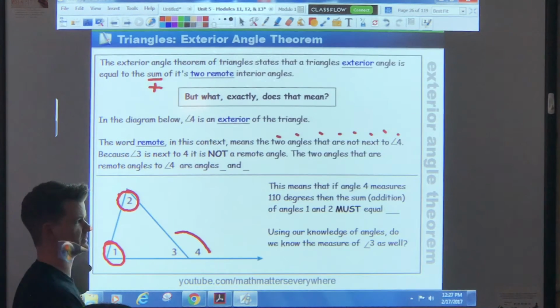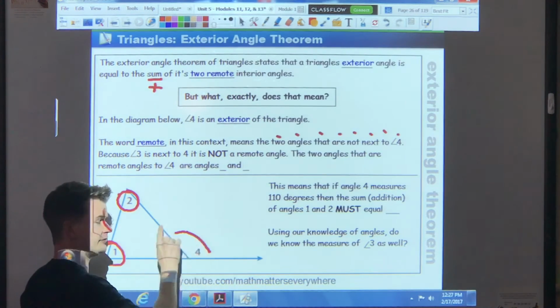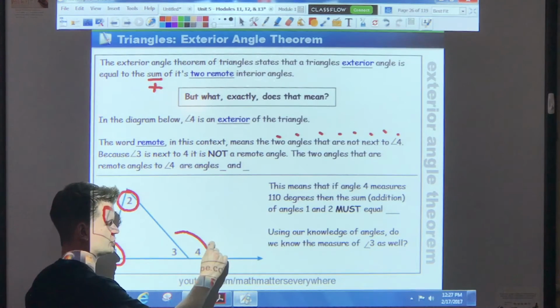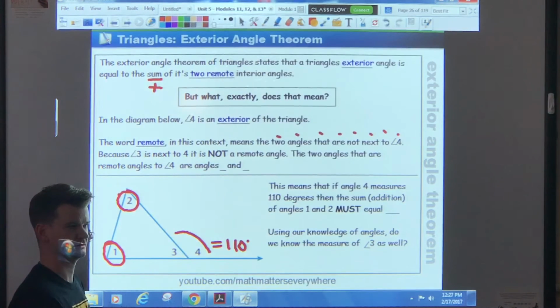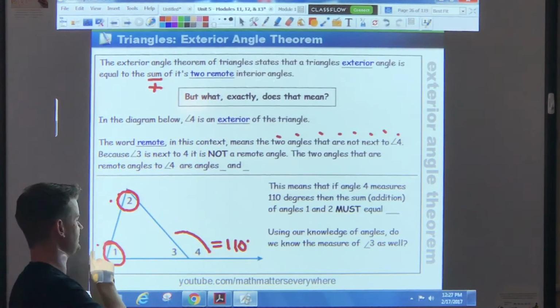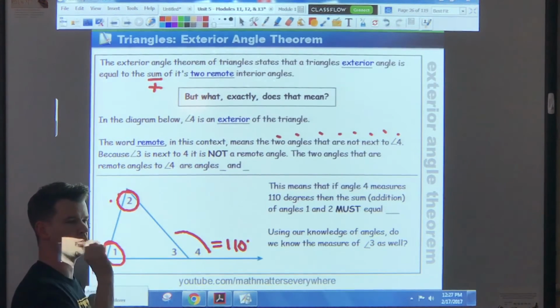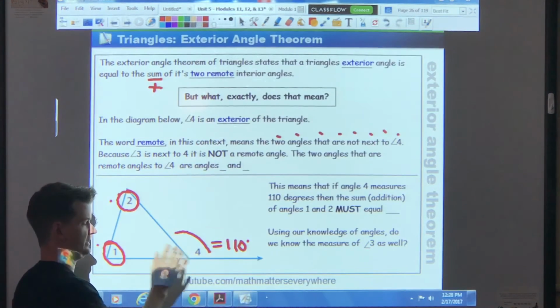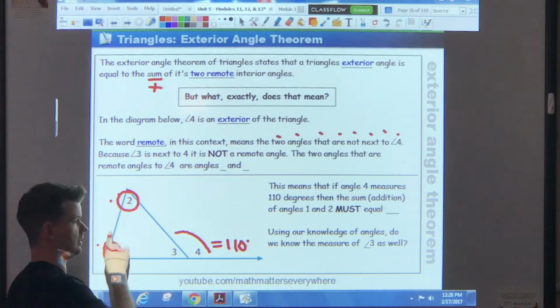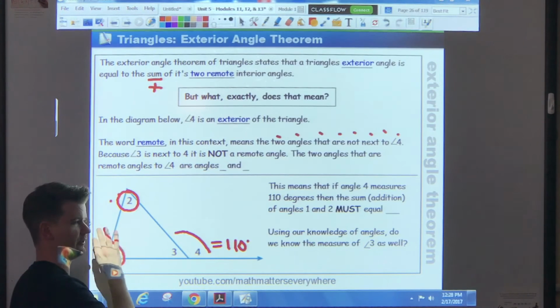And what that means is this. If angle 4 measures 110 degrees, these two angles here, if we add them together, what do they have to equal? 110 degrees. So the exterior angle is equal to the sum of its remote interior angles.